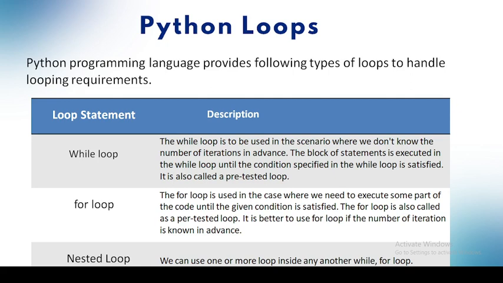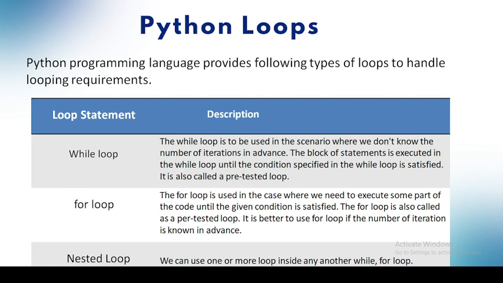Again, this is another type of loop, the for loop, and it is the most common loop. The for loop is also called the pre-tested loop, because like the while loop, the for loop also checks the condition before it executes. If the condition is true, it will execute the body, otherwise it will not execute.